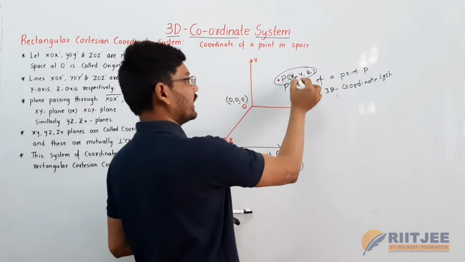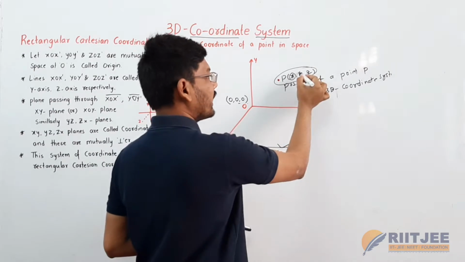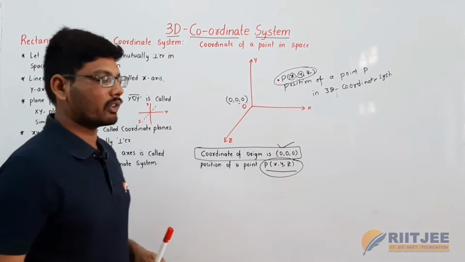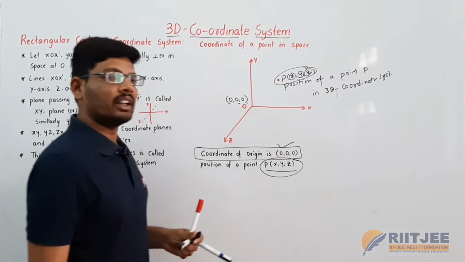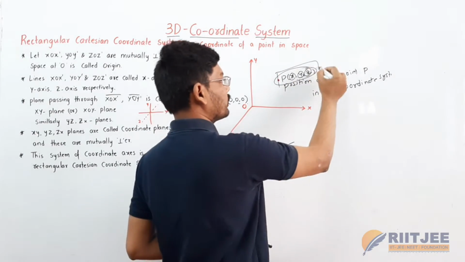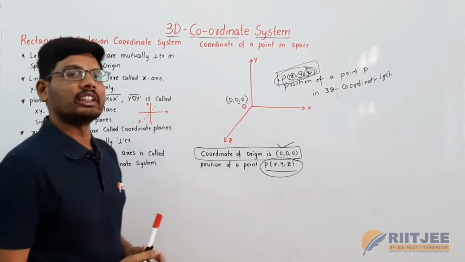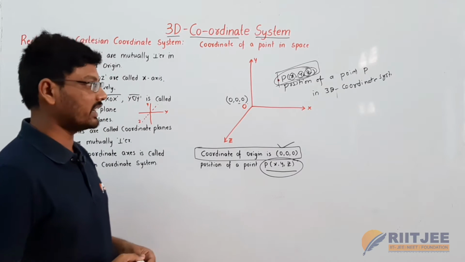This x ordinate will say the distance from the origin on the x axis, and this y ordinate will say the distance from the origin to the y axis. This z ordinate will say the distance from the origin to the z axis. This is nothing but the position of a point in the 3D coordinate system, that is P of x comma y comma z here.